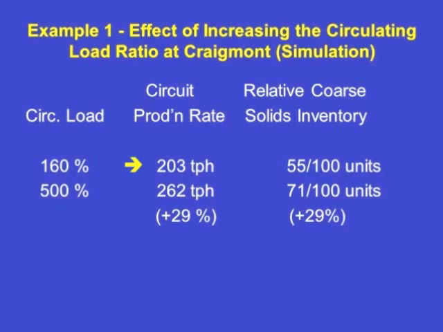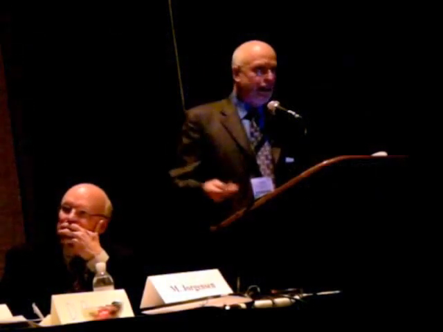And when we looked at that in the simulation, the mill contained 55 out of the 100 units of material of the holdup in the mill were coarser than the P80. When we increased the circulating load to 500% by playing with the simulation, the production rate went up by 29%, and the percentage of coarse material in the mill, coarser than the P80, went up by exactly the same ratio. In fact, if you looked into the math of the circuit model, that's all it was doing. It was saying we're putting energy on 71 units of material instead of 55, and therefore the production rate up.